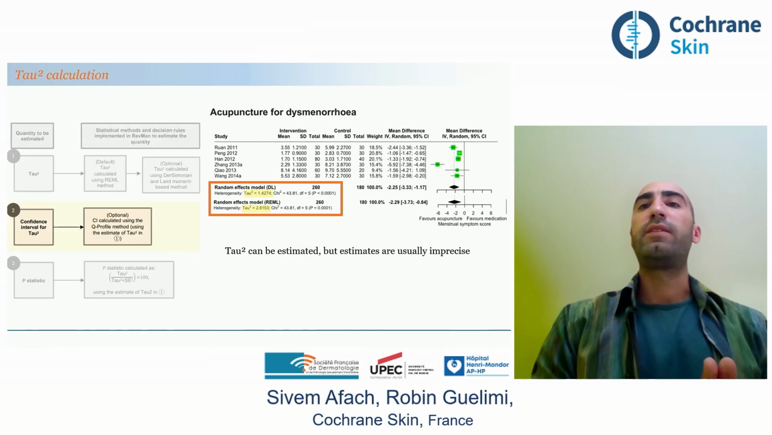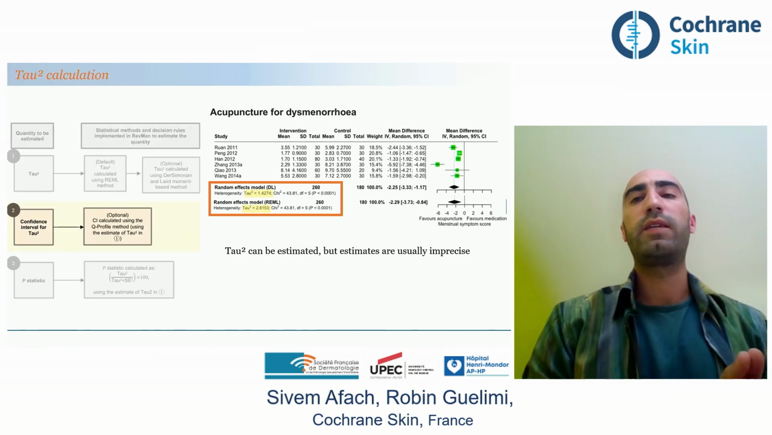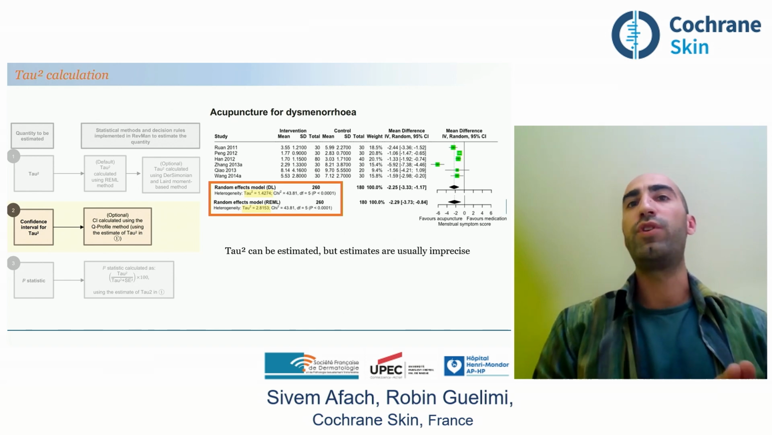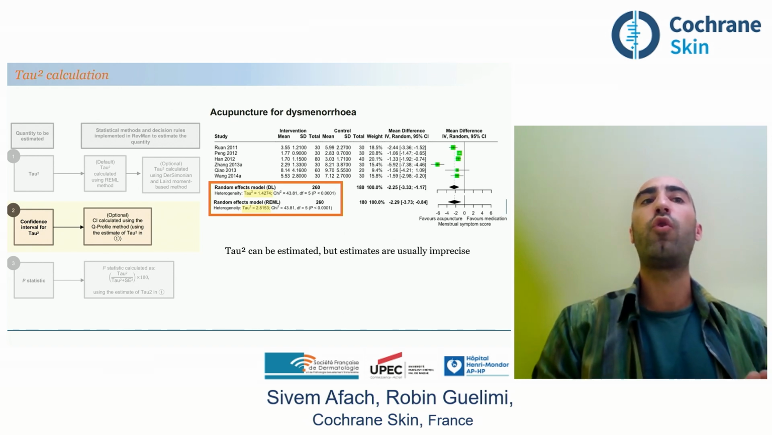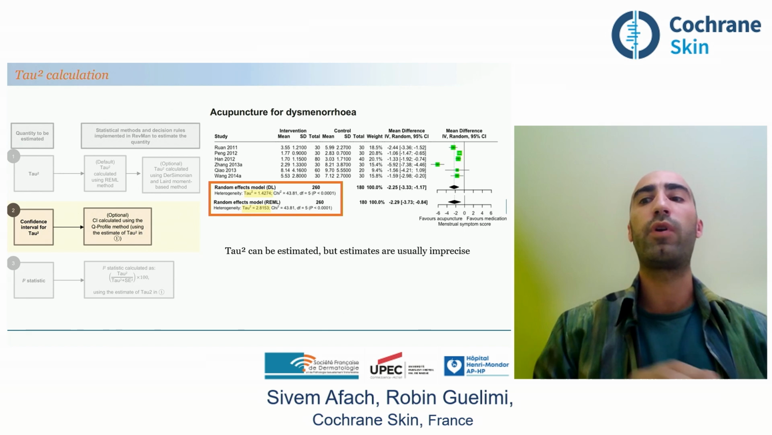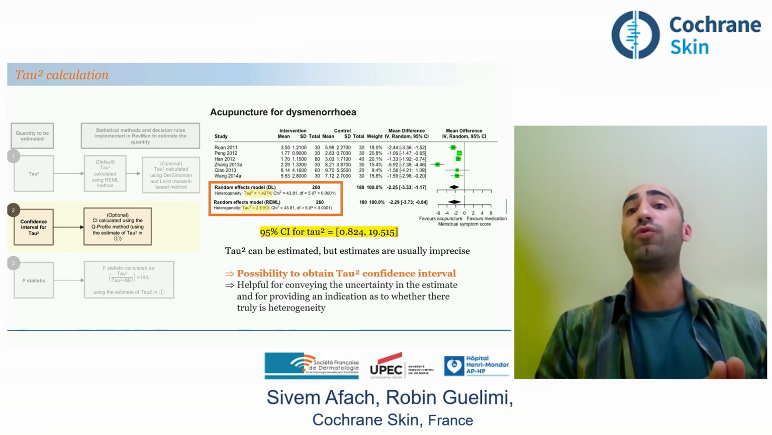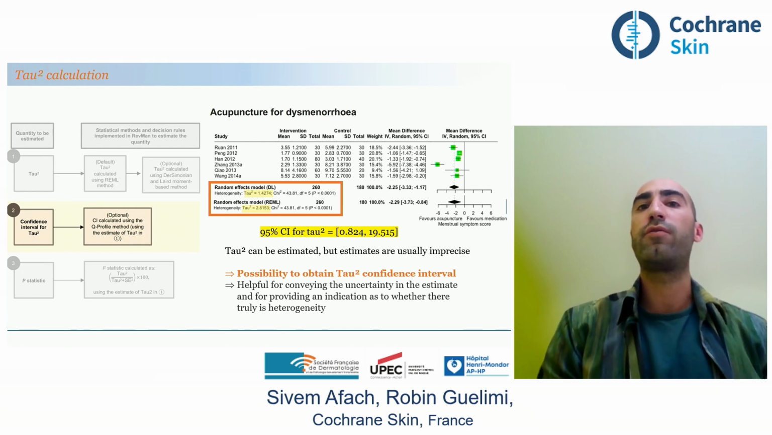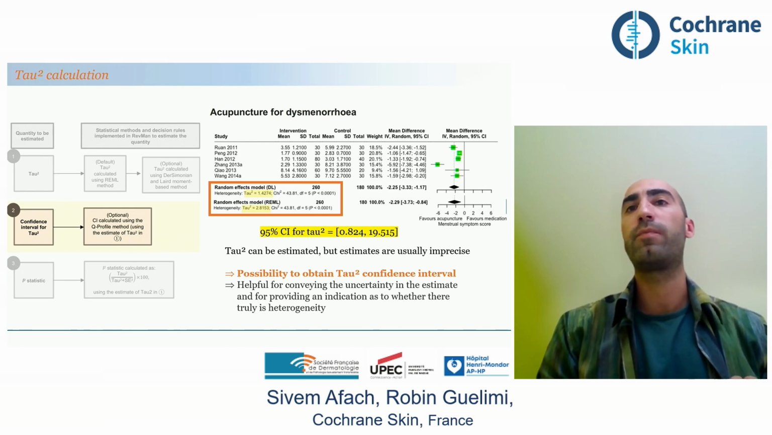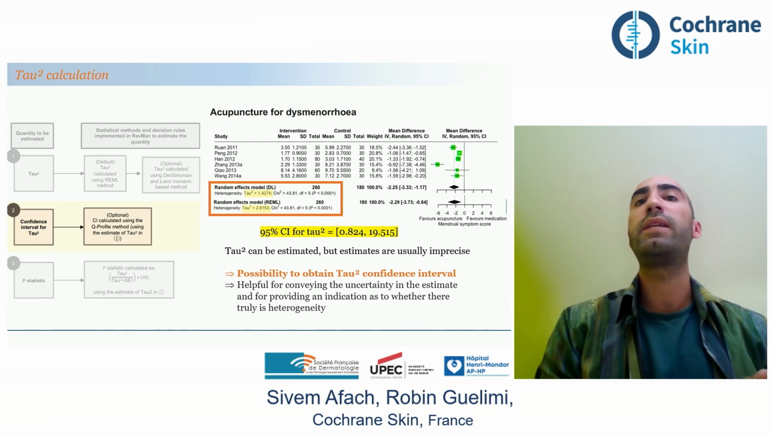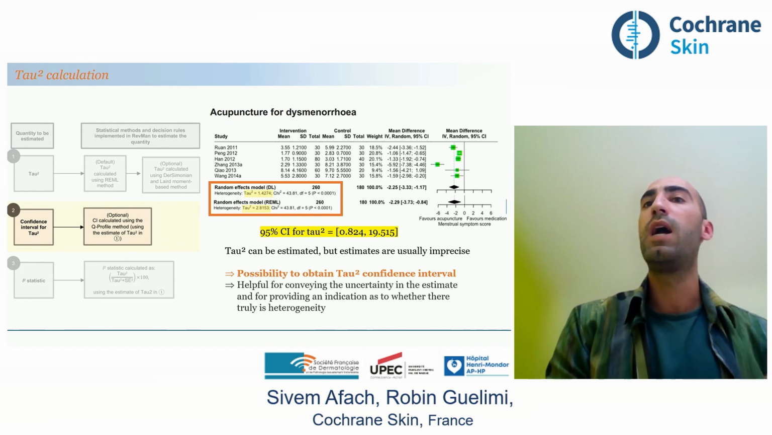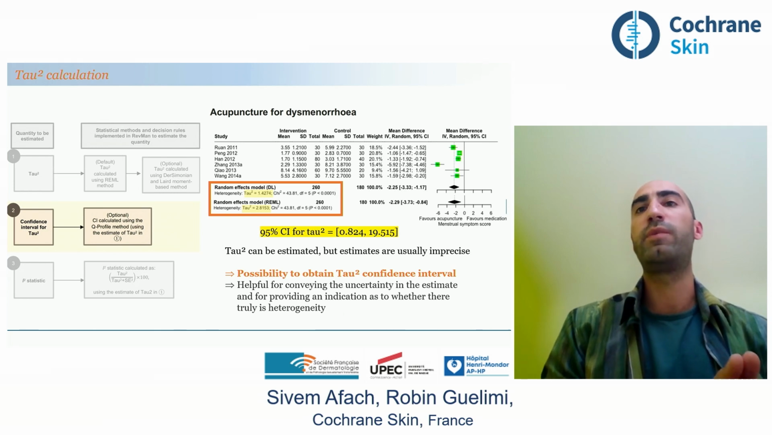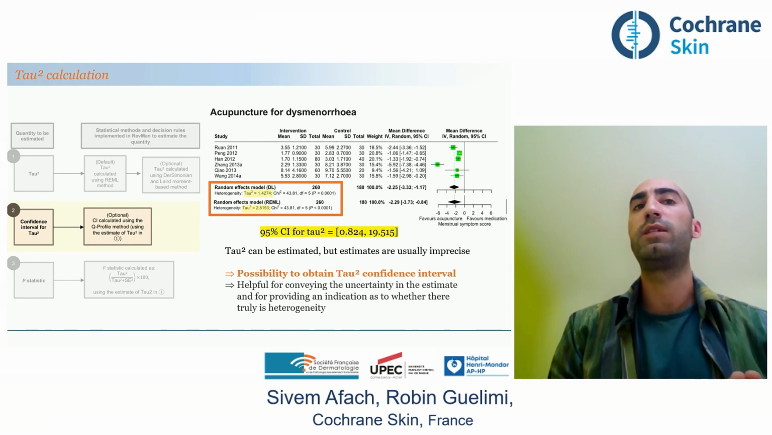Even though we can estimate tau square, those estimates can be imprecise, which is why now in RevMan it is possible to also estimate the confidence interval of tau square. This is especially useful for authors because it conveys the uncertainty in the estimate and also provides an indication as to whether there truly is heterogeneity or not. For example, here we see that the 95% confidence interval for tau square, the between-study heterogeneity, excludes the value of 0, which means that we are indeed in the presence of statistical heterogeneity.